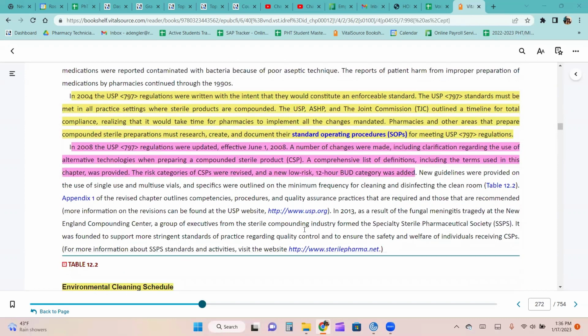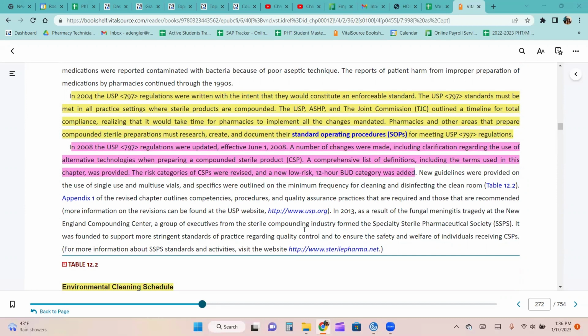In 2004, the USP 797 regulations were written with the intent that they would constitute an enforceable standard. The USP 797 standards must be met in all practice settings where sterile products are compounded. The USP, ASHP, and the Joint Commission outlined a timeline tool for total compliance, realizing that it would take time for pharmacies to implement all the changes mandated.